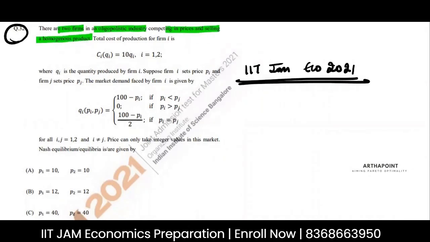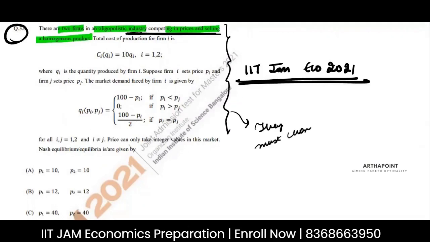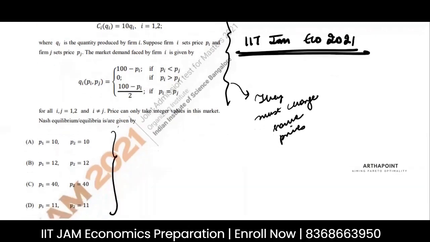Please remember, whenever firms are dealing in industries which compete in prices, the only solution which is possible is that they must charge the same price. The only Nash equilibrium possible. See here, I'll give you an example why.